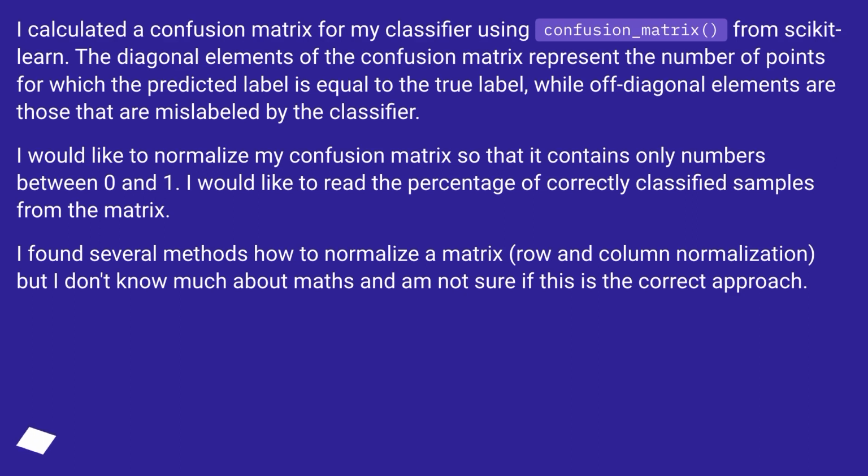I would like to normalize my confusion matrix so that it contains only numbers between 0 and 1. I would like to read the percentage of correctly classified samples from the matrix. I found several methods for how to normalize a matrix, row and column normalization, but I don't know much about maths and am not sure if this is the correct approach.